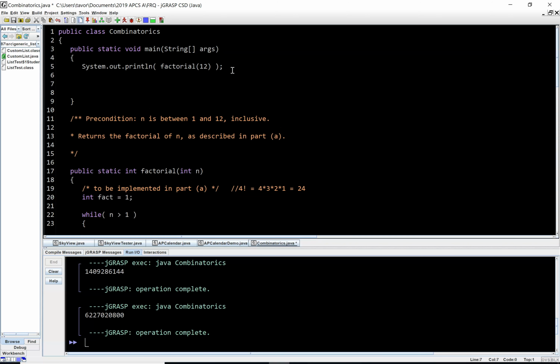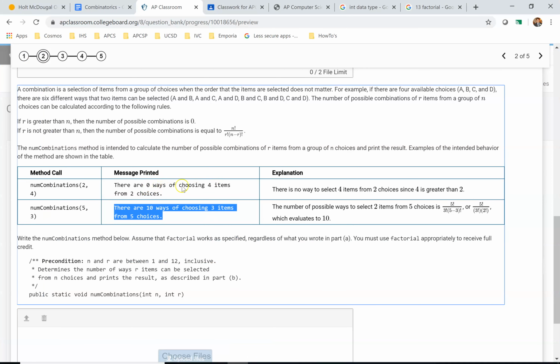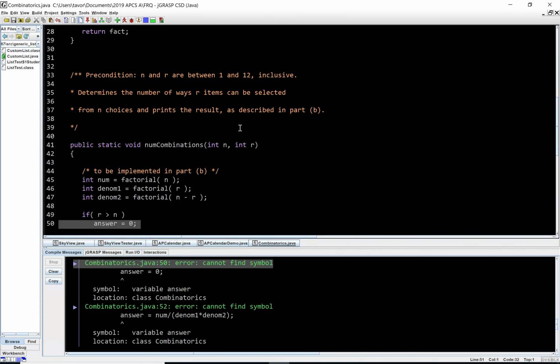I actually don't have to print here. I can just do num combinations. Suppose n is 2, r is 4. So this is the scenario that I would expect it to say 0 choices. There are 0 ways of choosing 4 items from 2 choices. But that's what it should print. But I'm expecting an error. I don't know, let's try it out.